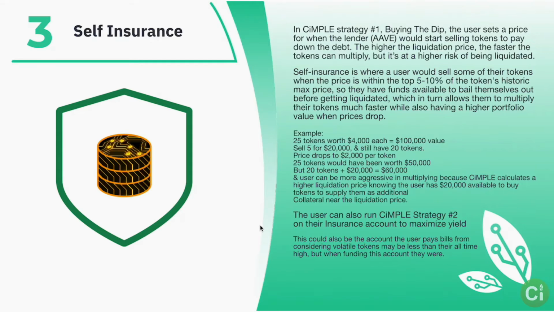This is part of the Simple Strategy series, and this is strategy number 3, self-insurance. Self-insurance is really meant to be your own funds, which you control at all times. Because you have these funds available, you could then be more aggressive in your multiplying account. And at a moment in time when the market has decreased in price, your total portfolio value is actually higher, right?